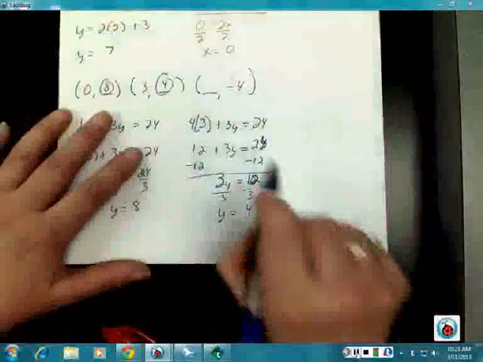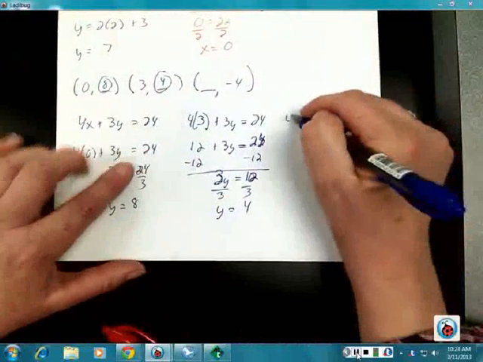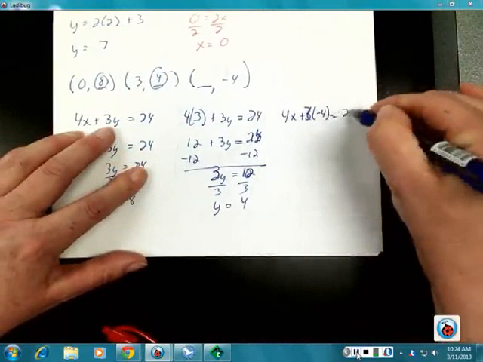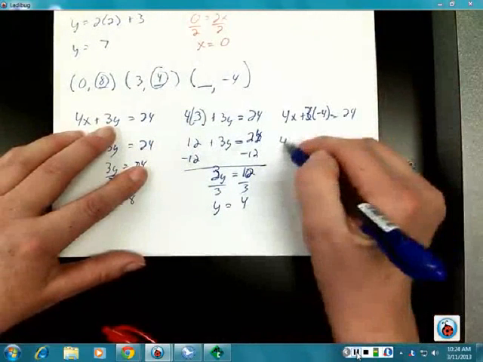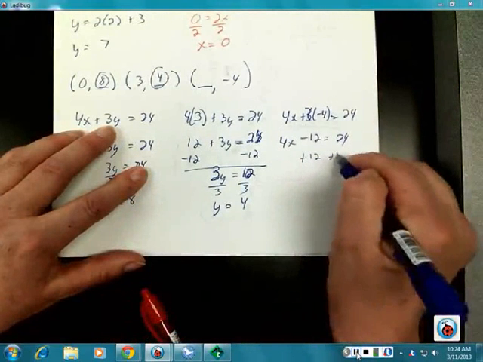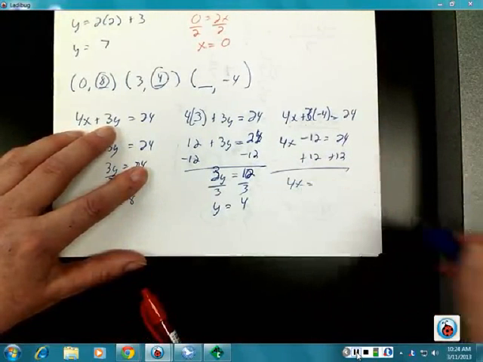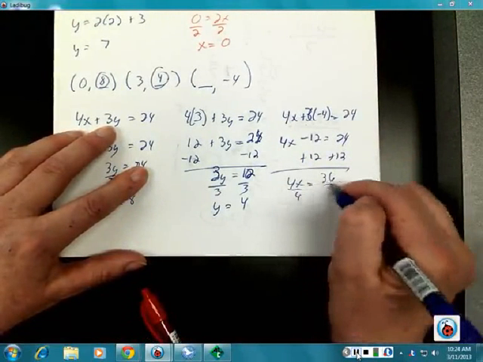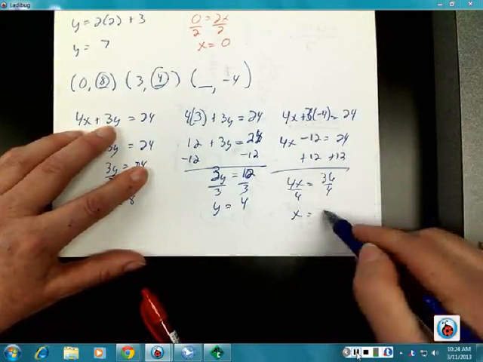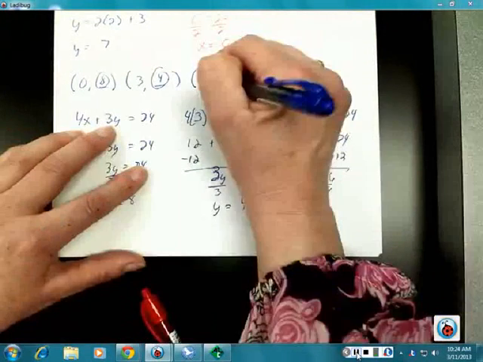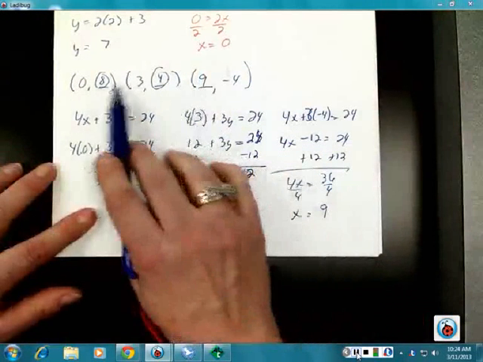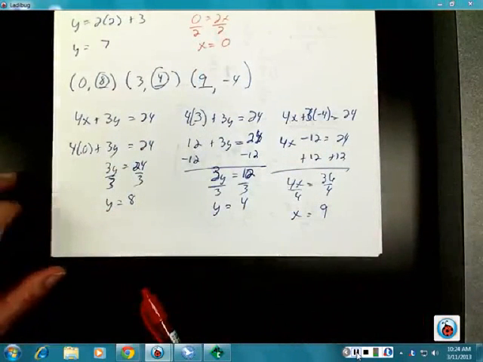And then finally, the last one's a negative 4, and that goes in where y is at. And so 4x, 3 times the negative 4 is negative 12. Add 12. So 24 plus 12 is 36. Divide by 4. So I find x is equal to, what's x equal to? Good old 9. So x is equal to 9. Yep. But be real careful, make sure you plug them in the right locations and the right spots with those.